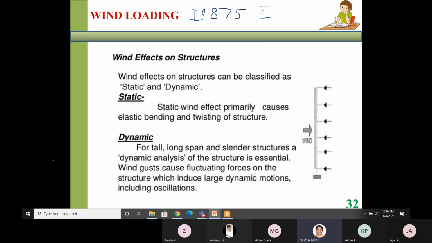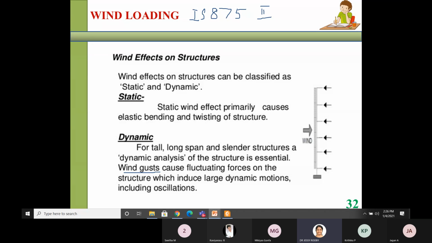Okay, there is a term called gust. Wind gust is nothing but a high speed wind, a high speed wind which can cause fluctuating forces on the structure, which induces large dynamic oscillations.